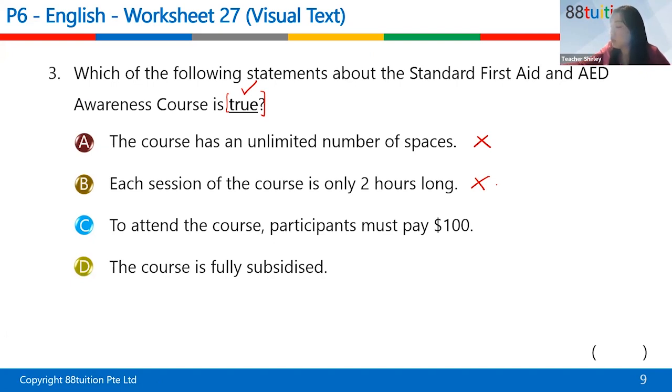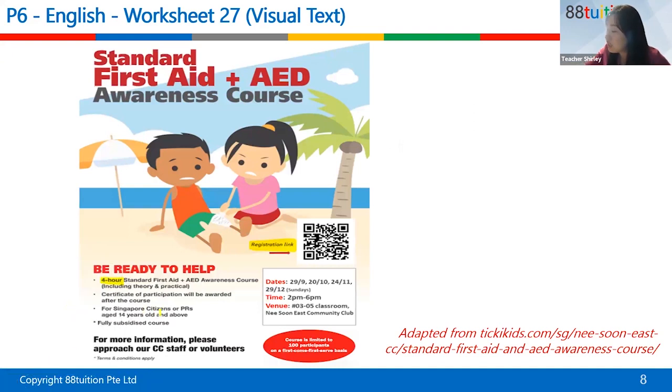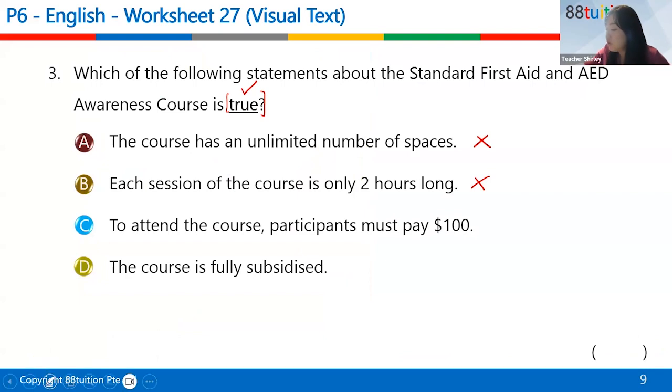To attend the course, participants have to pay $100. From what I recall, it is fully subsidized. Fully subsidized means you do not have to pay money, it's subsidized for you. So this statement is also false. So that leaves us with the last statement, which is the course is fully subsidized. That is a true statement. So this one is done.